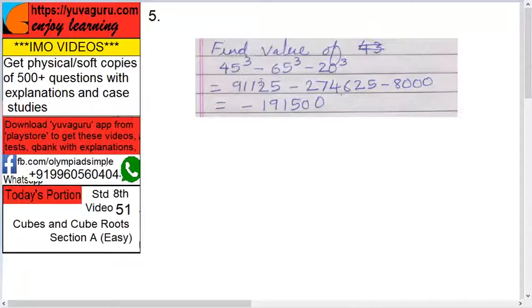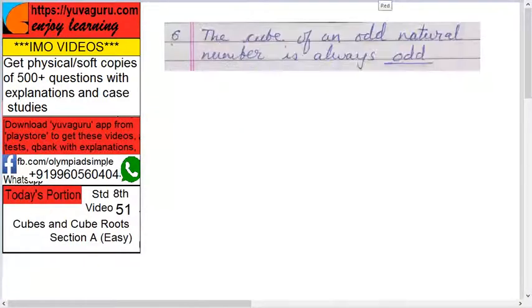274625 minus 91125, and the sign of the bigger one, and then minus this will become minus something, minus 8000. So the final answer will be minus 191,500. You try it yourself. See, this multiplication is a tougher part, but you'll have to do it. There is no option for this.